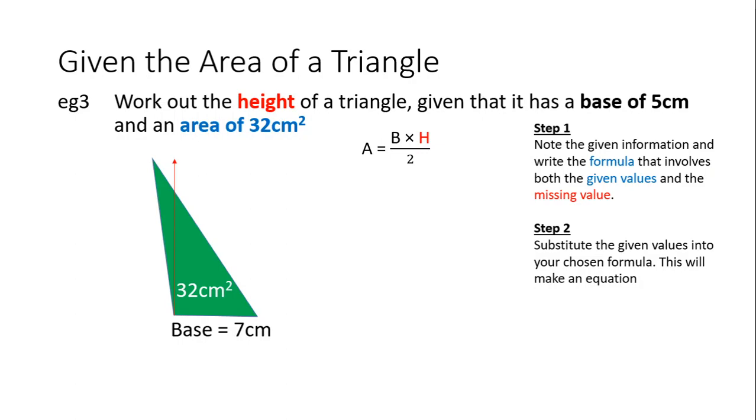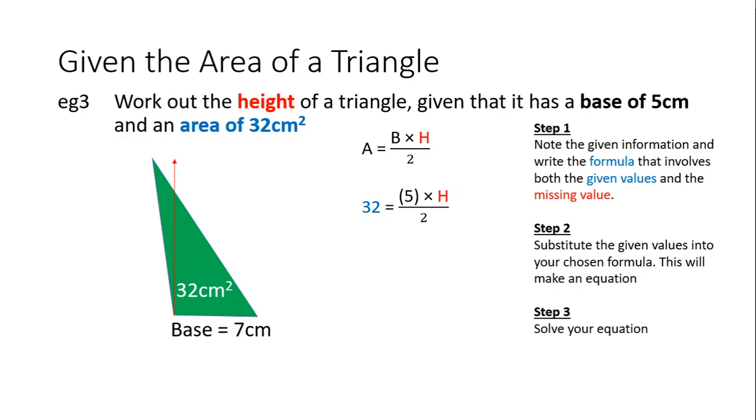The area is 32 and the base is 5. So I've got 32 is equal to 5 times h over 2. Now I've put the 5 here in brackets just to show that that 5 was substituted in instead of the b. The brackets aren't necessary, but it's good practice.